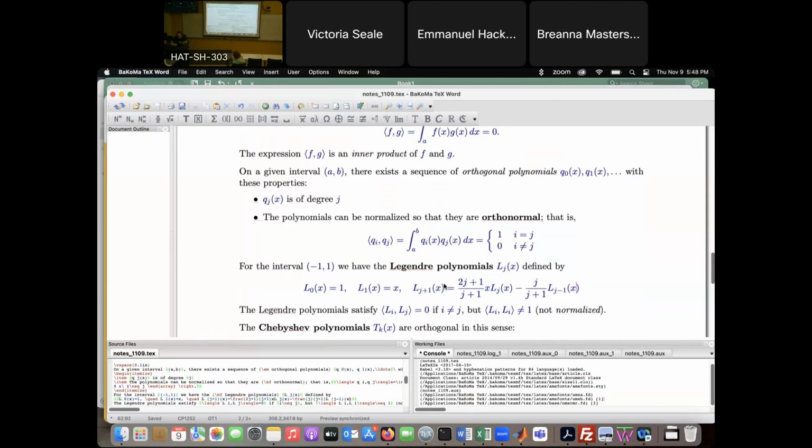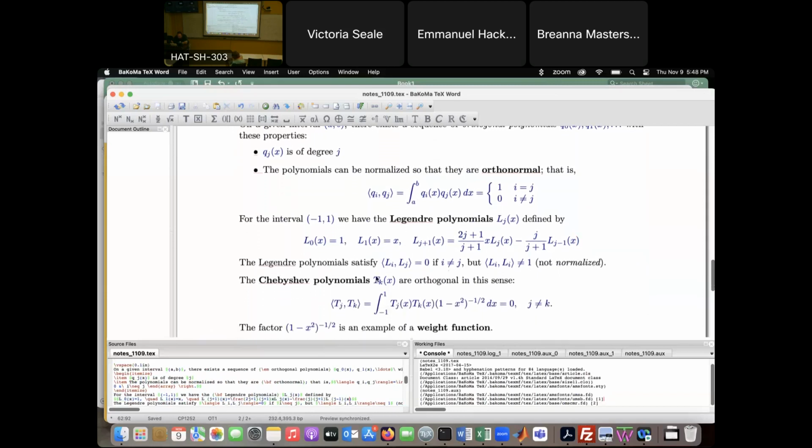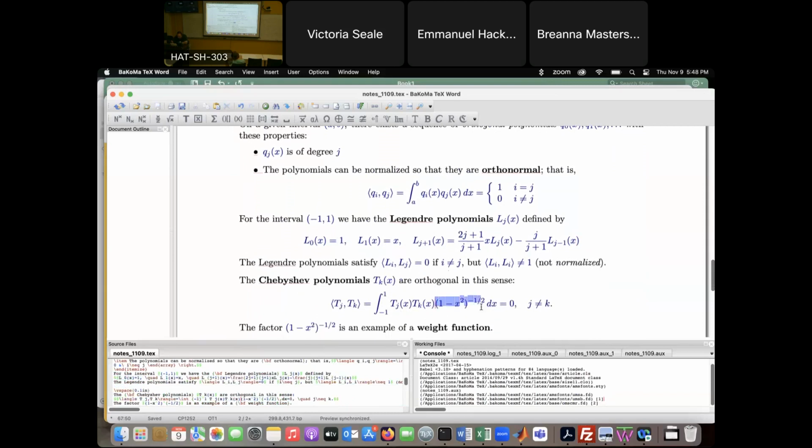But another example is one we've actually seen before, the Chebyshev polynomials from polynomial interpolation. So they are orthogonal in this sense. Still the interval -1 to 1, but the difference compared to the Legendre polynomials is the inner product is defined to have, as I mentioned a few minutes ago, a weight function. So the inner product of f and g is f of x times g of x times this weight function, which notice is actually undefined at the endpoints, but at least it's defined in the interior, so it's okay to use the weight function.